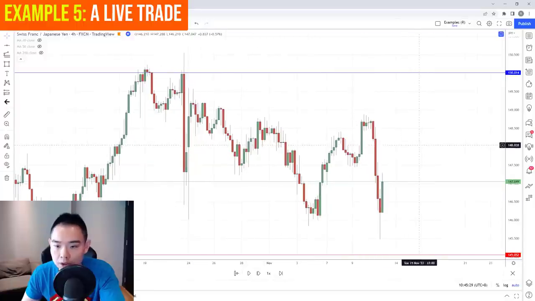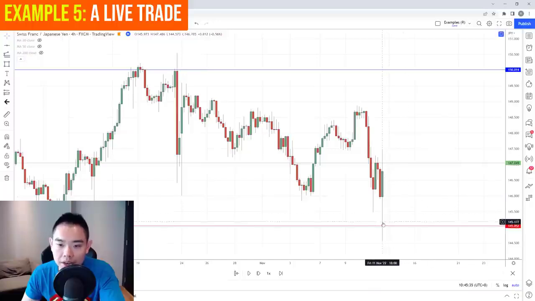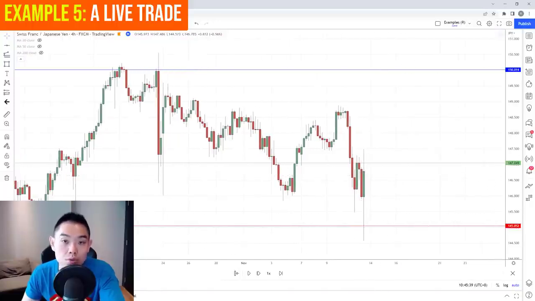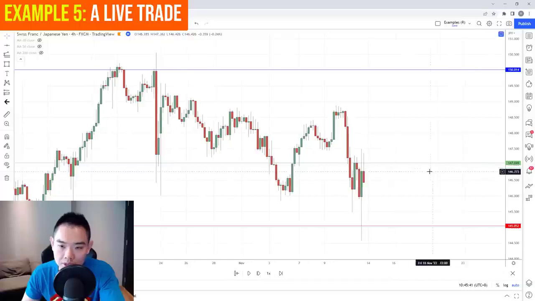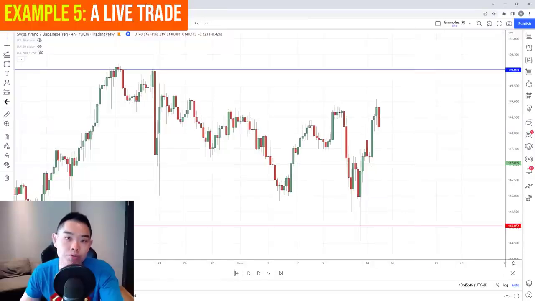On the 4-hour time frame was my entry, and you can see that the market reversed against me on the next candle, and then relatively quickly hit my stop loss, and then closed back up higher. So this is actually a losing trade for me. As you can see, the market did eventually continue higher, but I was already stopped out of the trade.